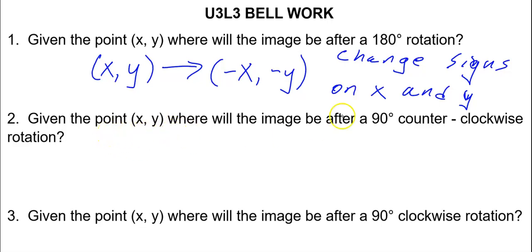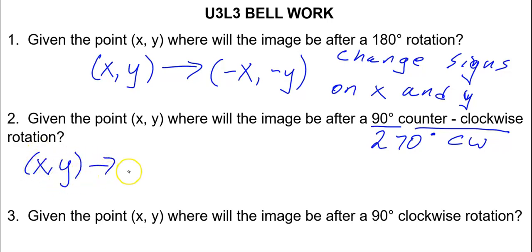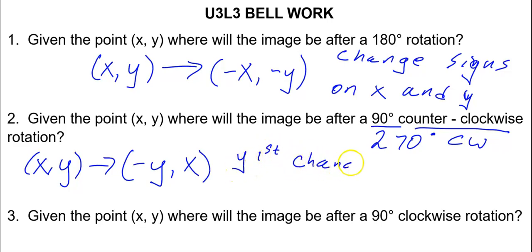All right, so let's start with that point and do 90 degrees counterclockwise. Well, 90 degrees counterclockwise is the same as 270 degrees clockwise. So that rule says start with any point and map it onto negative y, x. That means write y first, change its sign, then write x second.